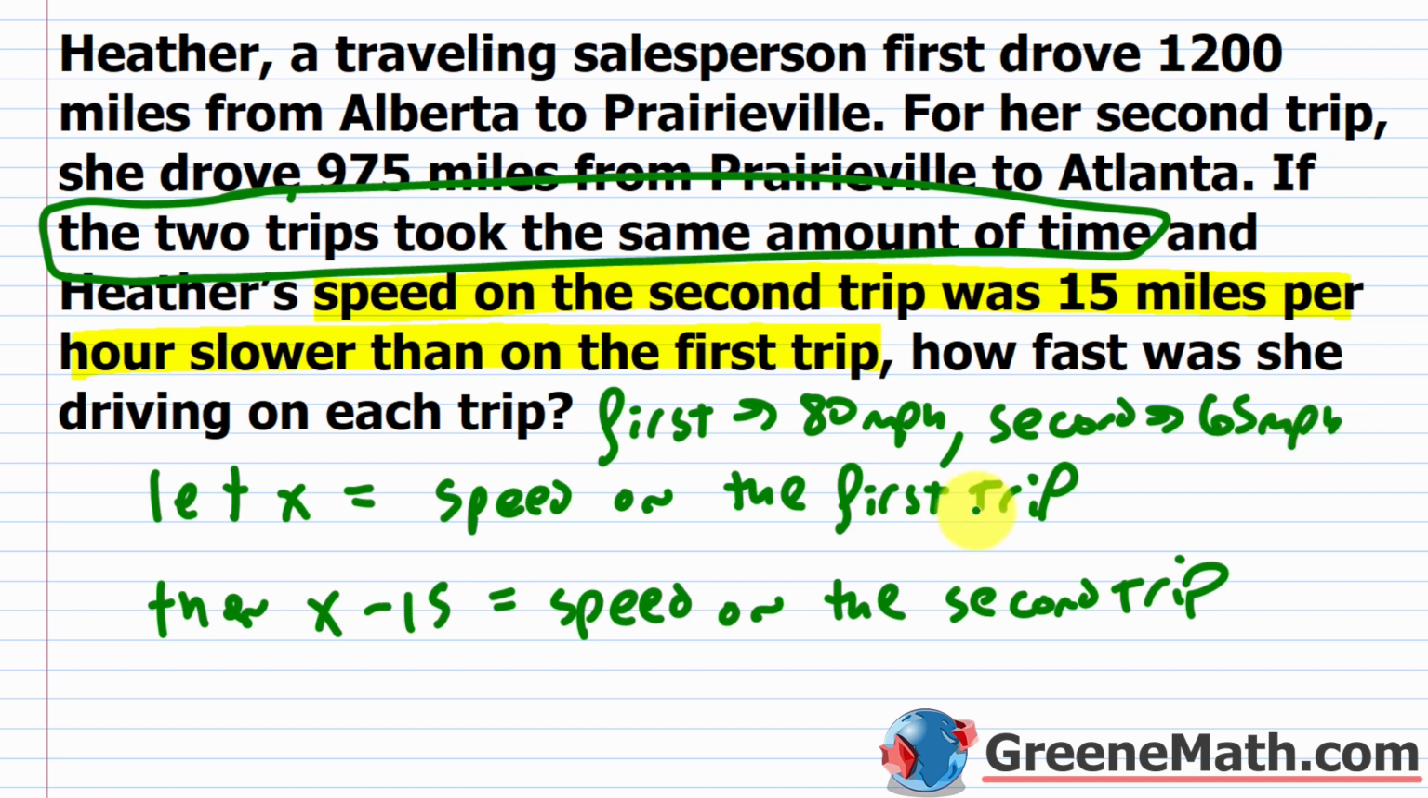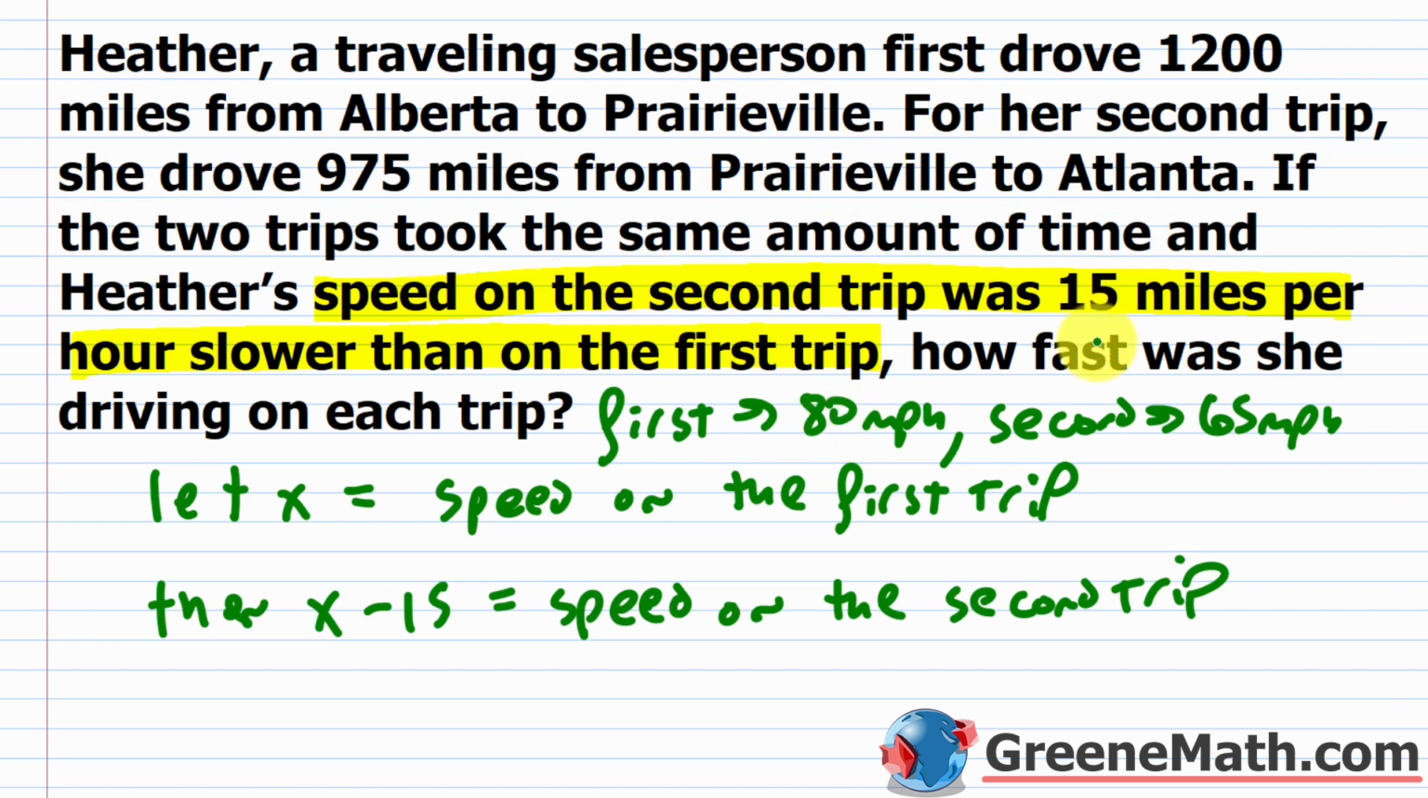All right, so to check this, I would take this distance of 1,200 and divide it by this speed, which is 80 miles per hour. So 1,200 divided by 80 is 15. So she travels for 15 hours. Now, what we need to see to verify this solution is to say, if I travel at 65 miles per hour for 15 hours, am I going to go 975 miles? Well, let's punch that into the calculator. And 15 times 65 is 975. So this is a verified solution. On the first trip, from Alberta to Prairieville, she was traveling at 80 miles per hour. On the second trip, where she's going from Prairieville to Atlanta, she was traveling at 65 miles per hour.